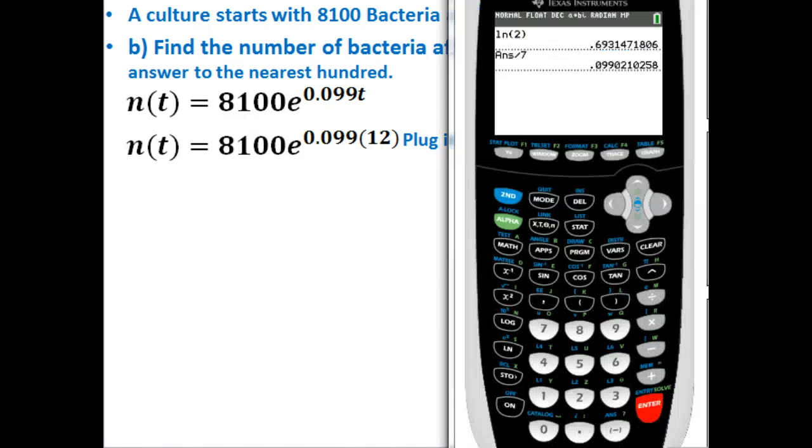I use my calculator again, and I'm going to plug it in just like I see it here, 8100. E is this one here. It's written in blue. It's right above your ln button, and it's in blue indicating that we have to go second ln. We hit the second button, then ln. That gives me my e. And this is raised to the 0.099 times 12. And I wrote it pretty much like this. I didn't put the 0 in front. You can put the 0 in front. It gets you the same answer. Either way is okay.